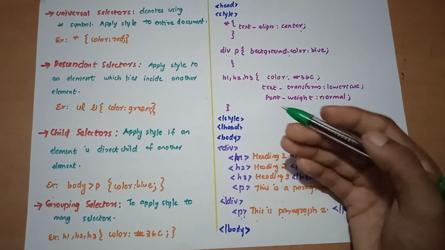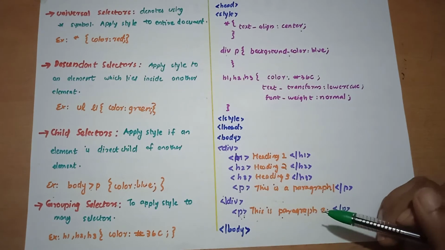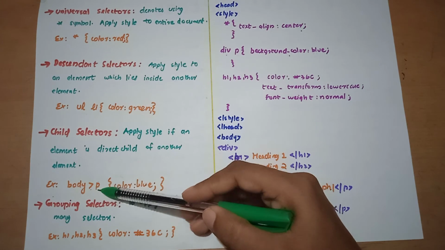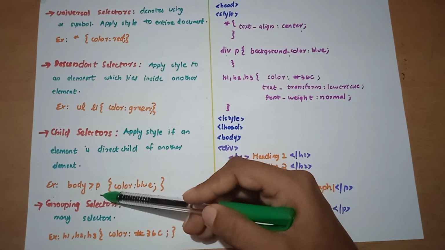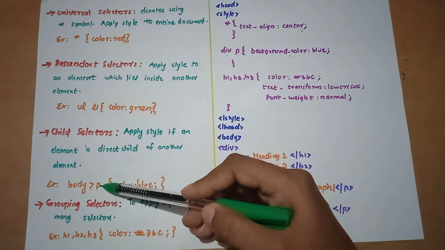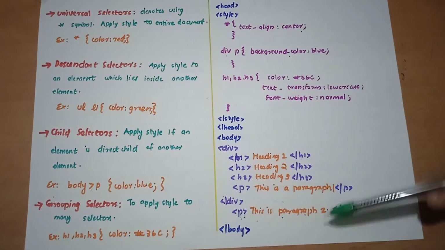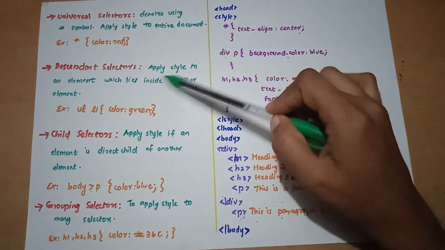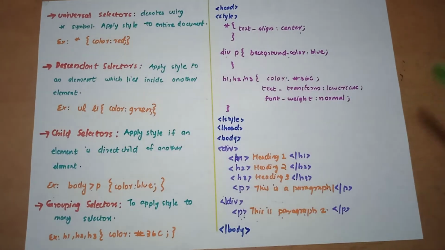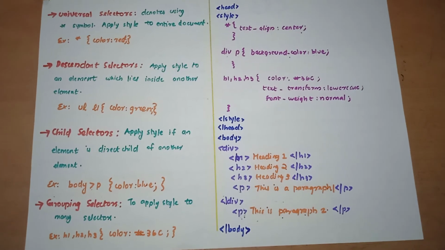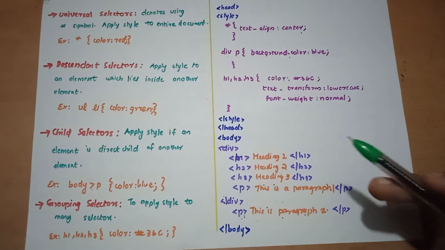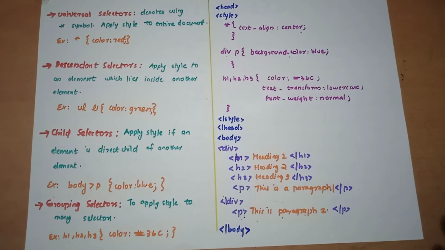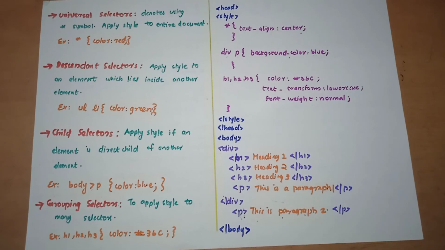Also, if you need to add a child selector somewhere, you just need to put an angular bracket between these two to show that one is the parent and the other is its child. Okay, so this is how we can define the selectors such as universal, descendant, child, and grouping. These are all the basic selectors that we normally use in our pages for the perfect styling of each of the elements and thus getting a unique web page.